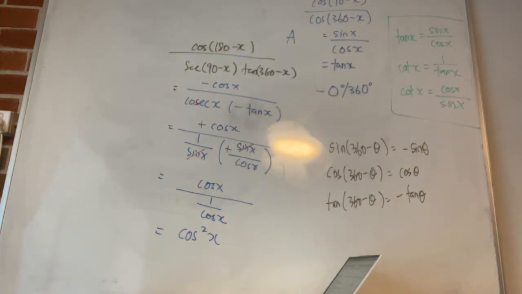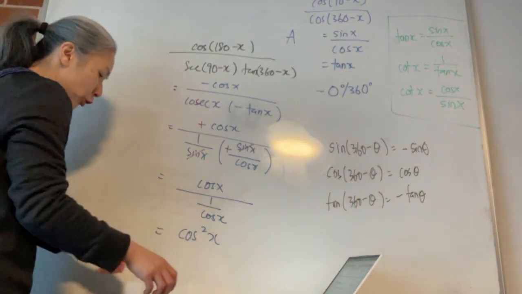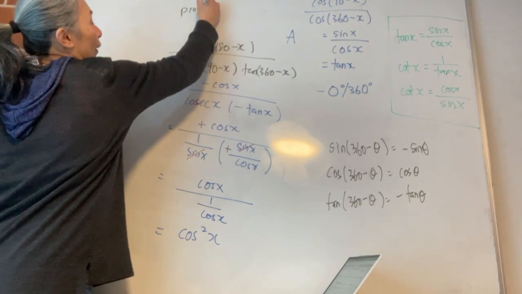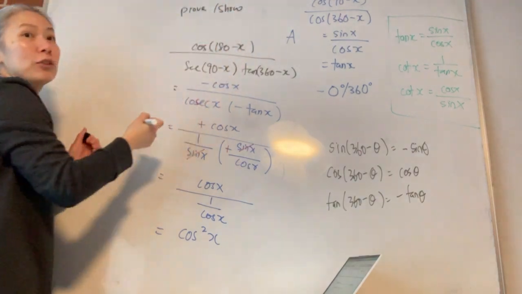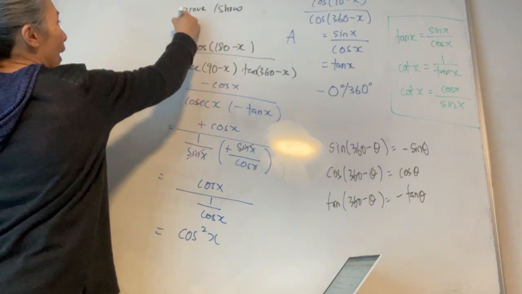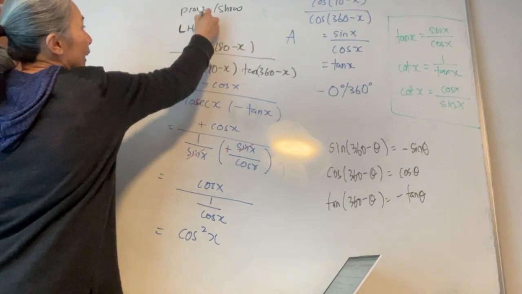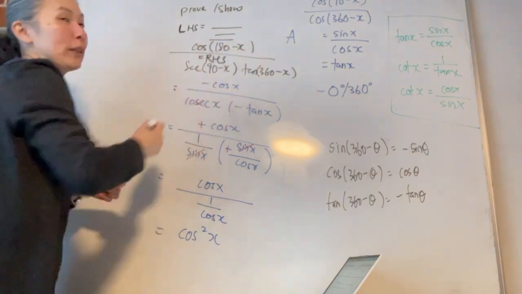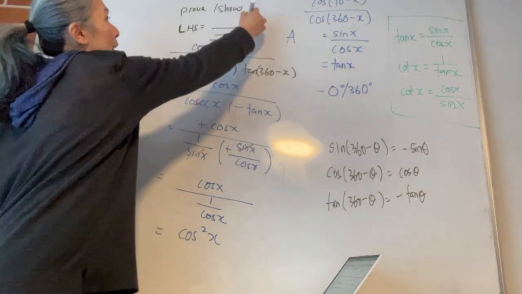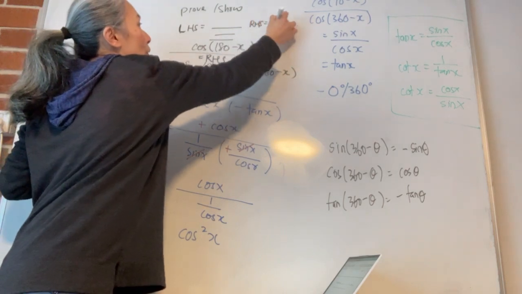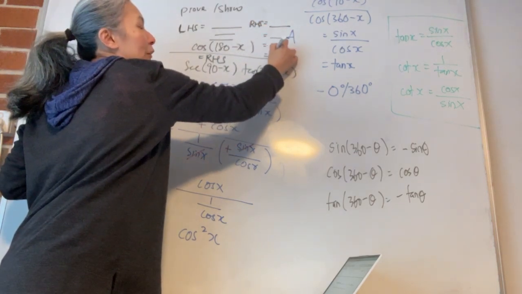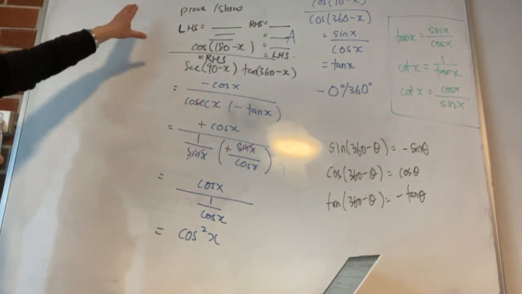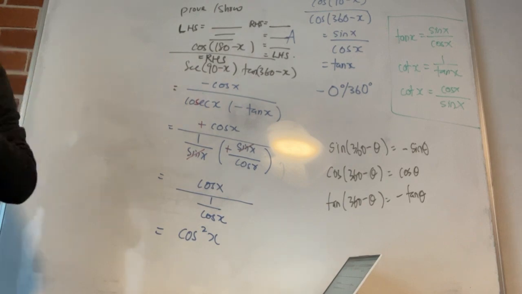So when you are proving, if you see the words proof or show, what you need to do is start your answer by saying left hand side equals something, something, something, eventually is equal to right hand side. Or you can start with right hand side equals, keep simplifying it, then eventually you get to left hand side. Which side are you going to start with? The complex side of the equation.